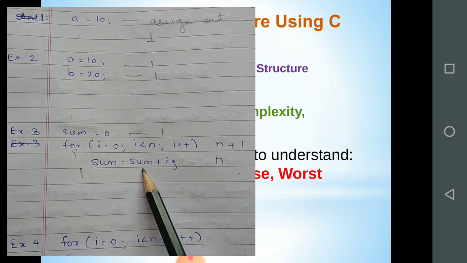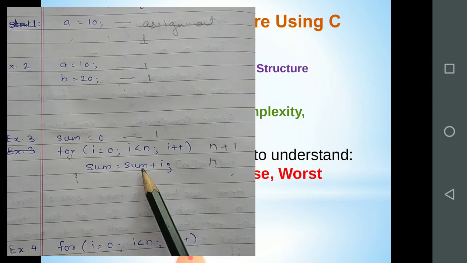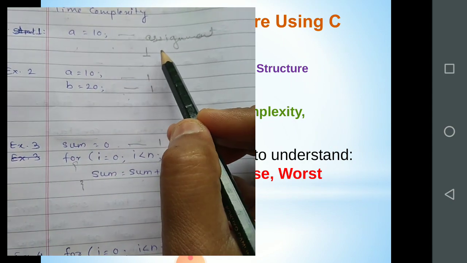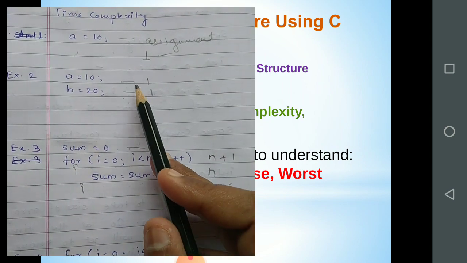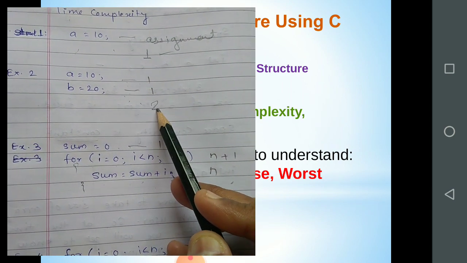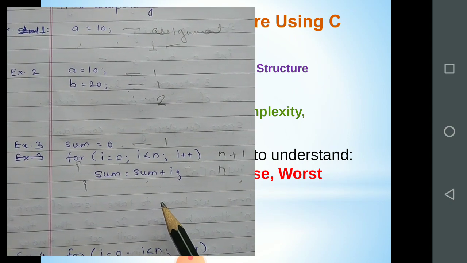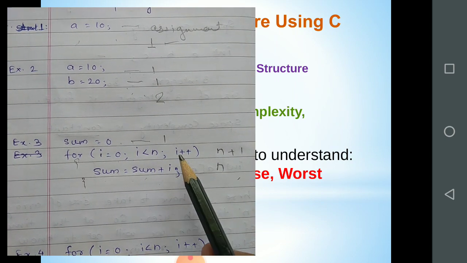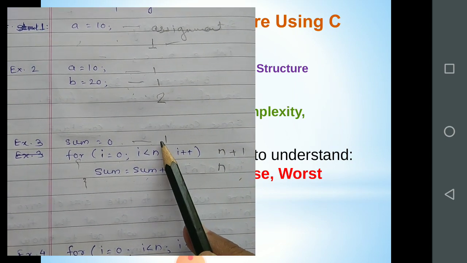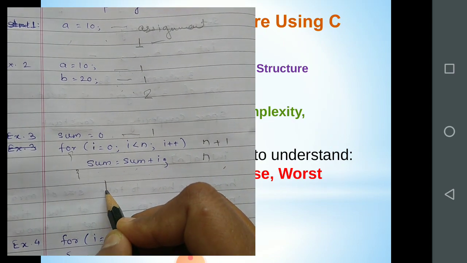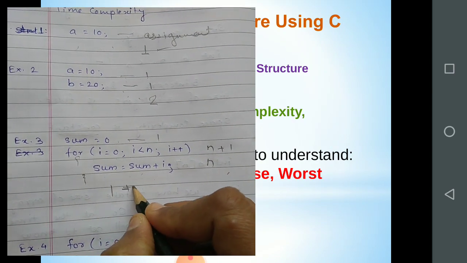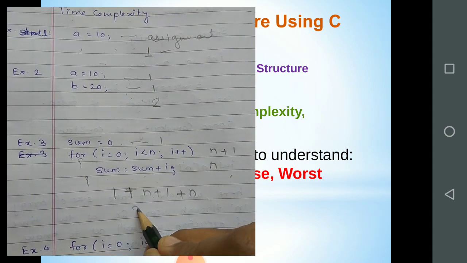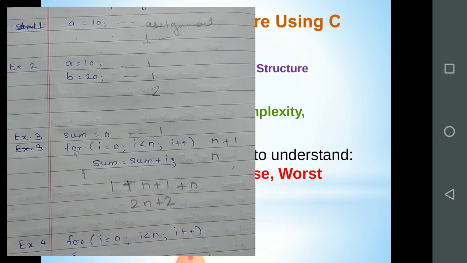Okay, so when we calculate the time complexity, if you say this is the only statement in the program or the algorithm, it requires 1 unit of time. If only these two statements are there, it requires 2 units of time. Total time complexity is say 2 units of time. Here the time complexity is the combination of all these, so it is 1 plus n plus 1 plus n, so it is totally 2n plus 2 is the time complexity.